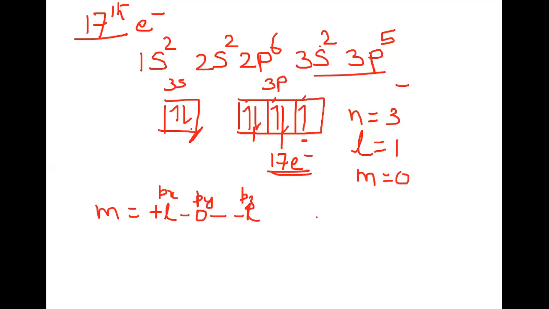And s will equal what? Since it is the second electron which is entering the orbital, we are going to write a minus half.